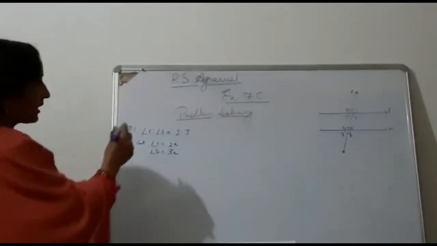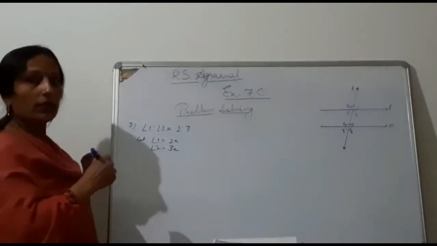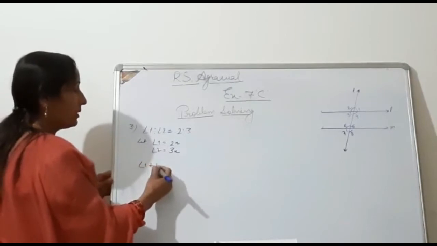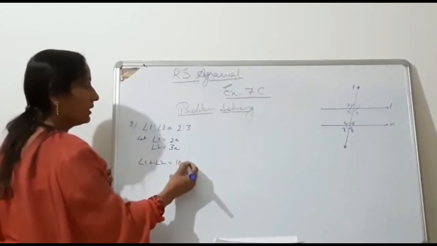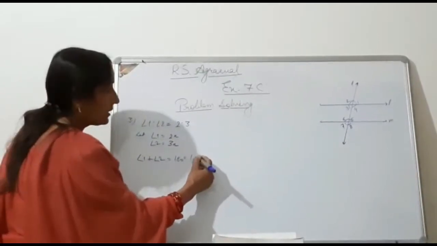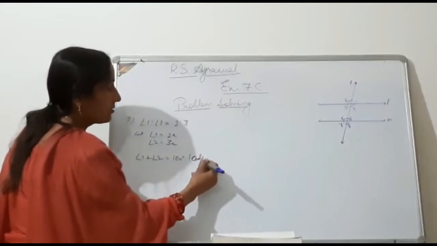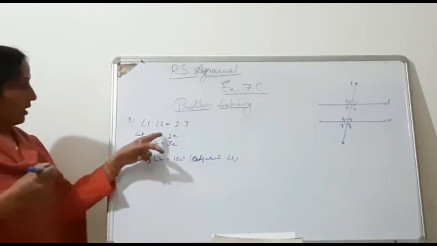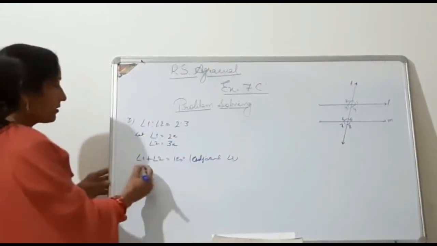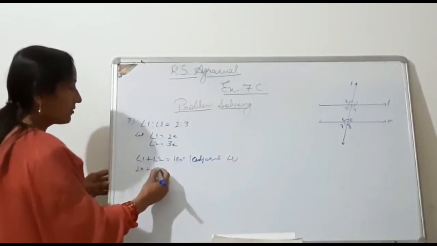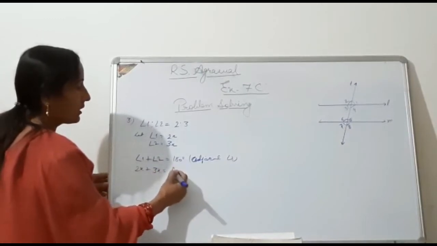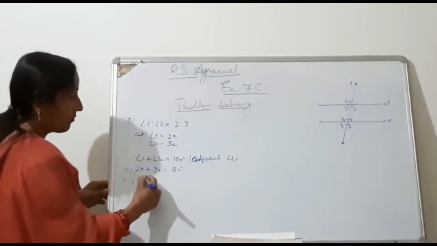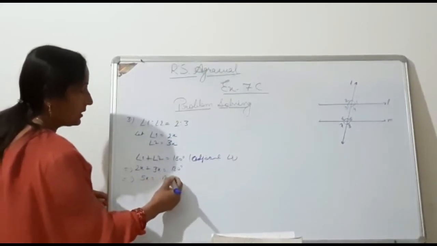So here we see angle 1 plus angle 2 is equal to 180 degrees because both are adjacent angles. We can write here adjacent angles. Okay. Now angle 1 is equal to 2x, angle 2 is 3x, so we have written 2x plus 3x is equal to 180 degrees. Now 5x is equal to 180 degrees.